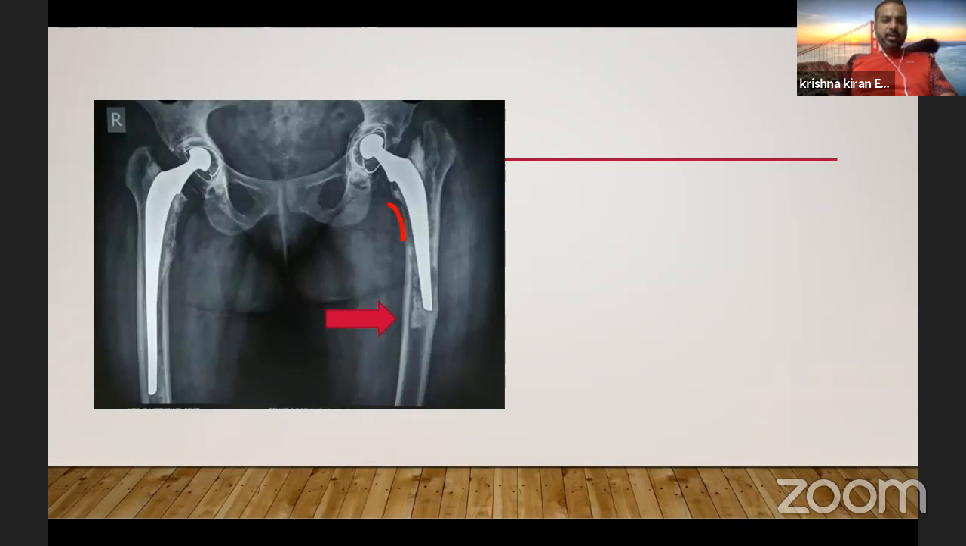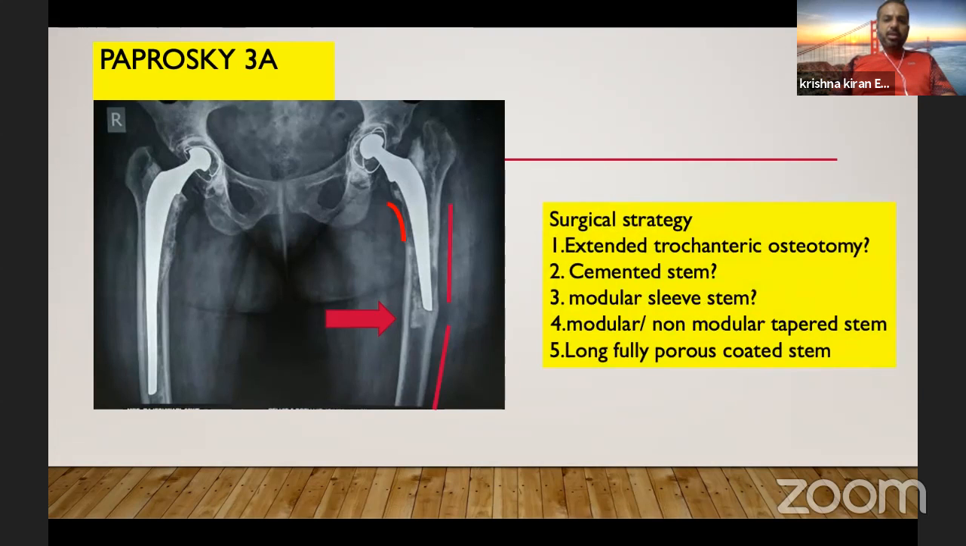Now you have the type 3A defects. You can also see that there is an angulation there, varus remodeling. And the type 3A defect is where there is proximal bone loss in the metaphysis, but 4 centimeters or more of isthmus is available for fixation. So the choices here, you must consider the role of an extended trochanteric osteotomy if you are not able to get your stem distally inside. That will also facilitate the removal of bone cement.